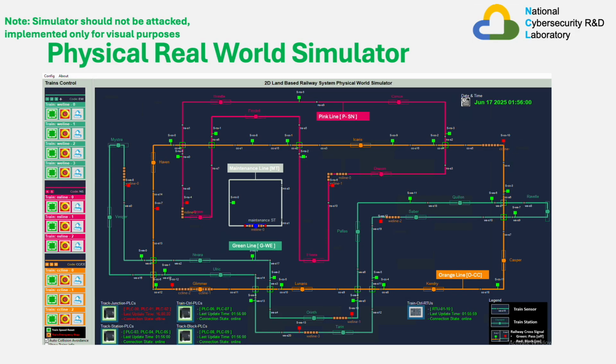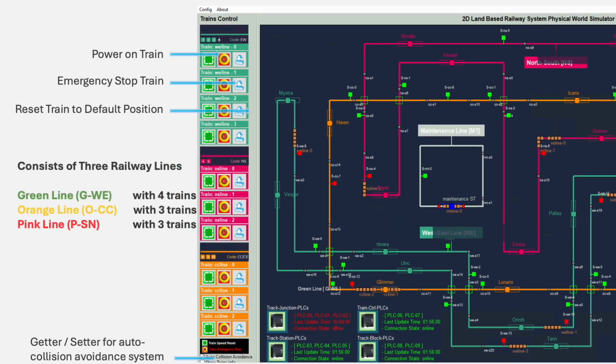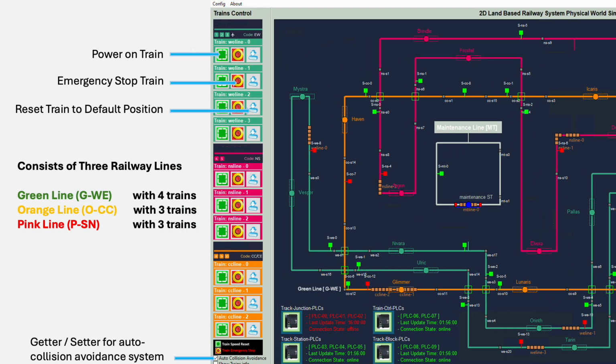Let's first talk about how to interpret the physical real-world simulator. Do remember that this VM is not to be attacked, as it is implemented for visual purposes. On the left side of the physical real-world simulator, we have a trains control section. Let's start from the top.